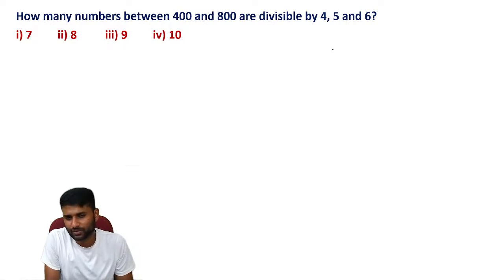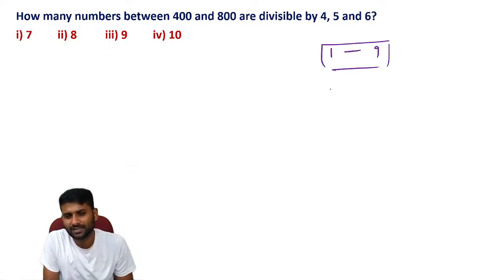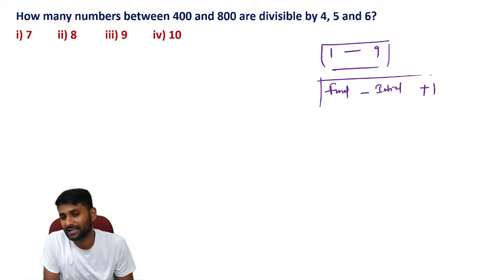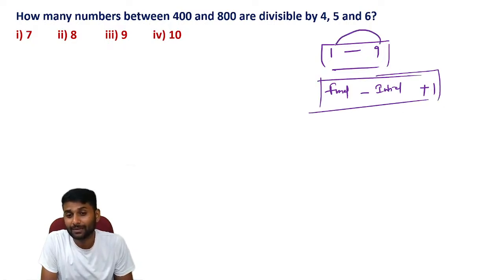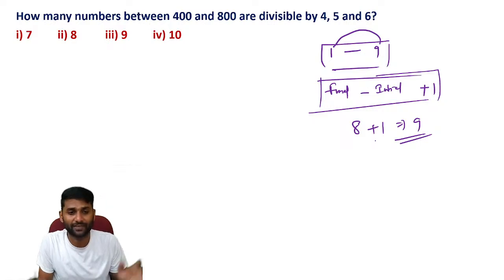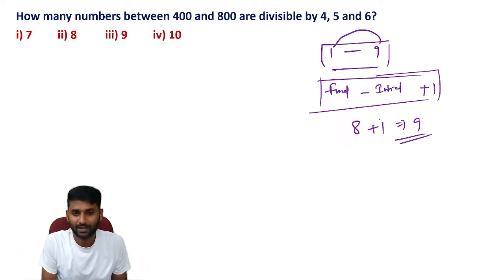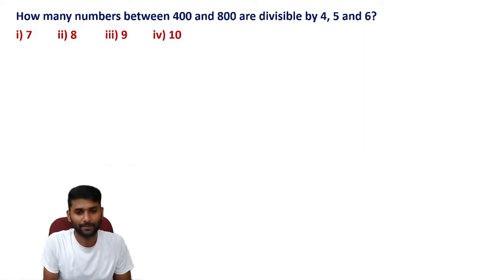Before solving this question, first of all, from 1 to 9, how many numbers are there in total? See, final number minus initial number plus 1. Remember guys, final number minus initial number plus 1 gives the total count. 9 minus 1 is 8, 8 plus 1 is equal to 9. In this way, you have to identify how many numbers there are. Both are inclusive, that's why you have to add 1 unit in the formula.